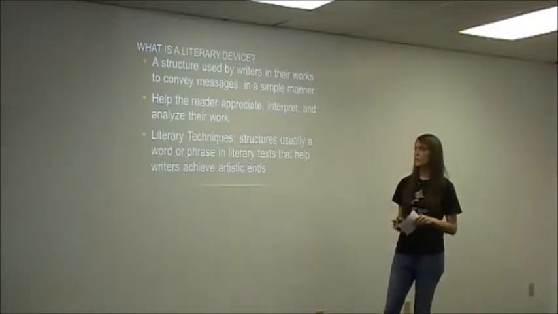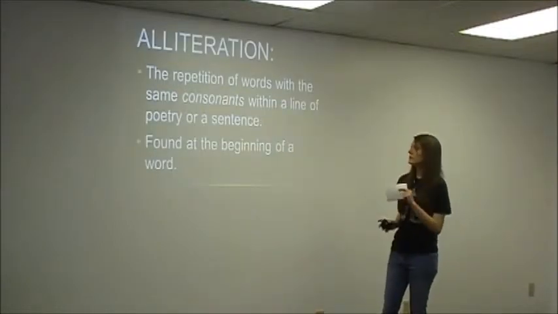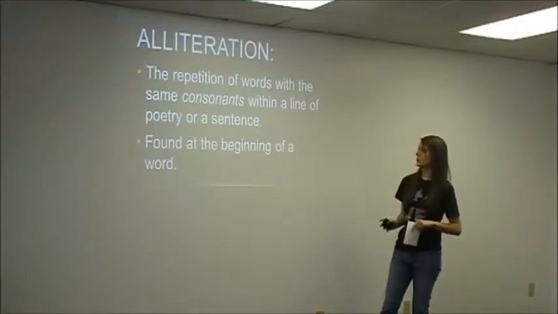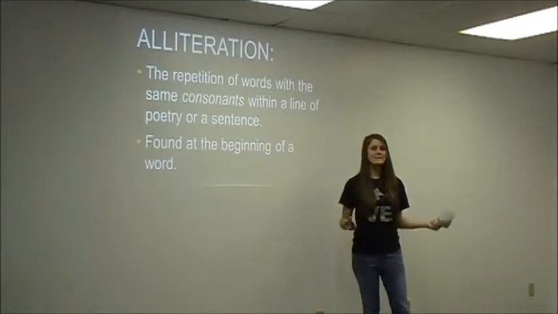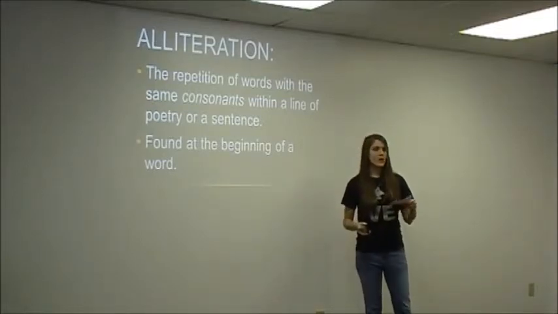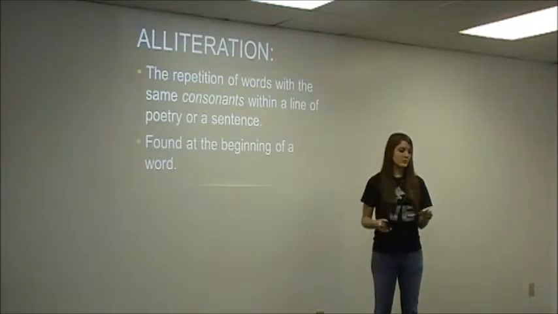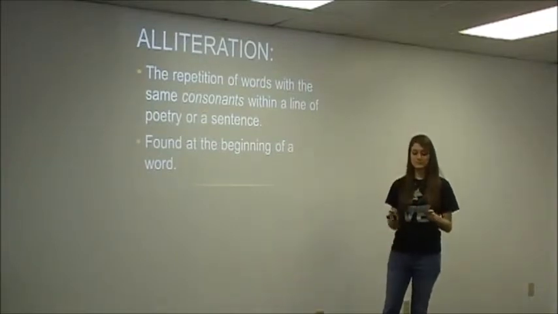And we're going to start with what's called alliteration. Alliteration is the repetition of words with the same consonants within a line of poetry or sentence, and it's found at the beginning of a word. So what does that even mean? It means that a writer uses a word that starts with the same letter and repeats it.